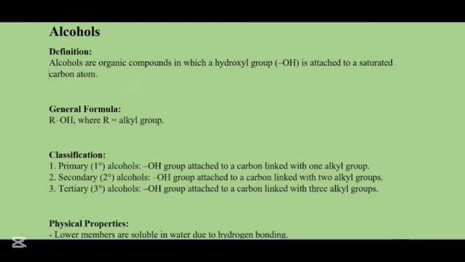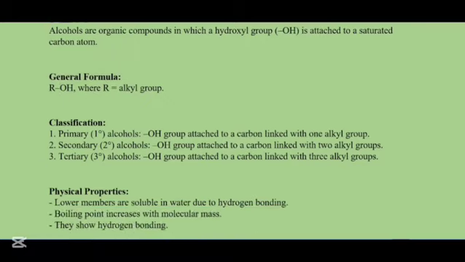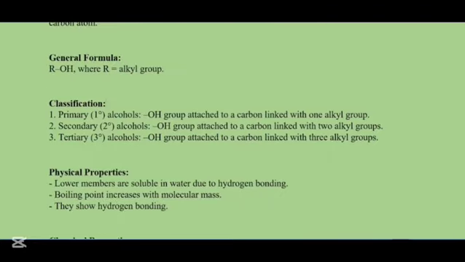So when you have saturated hydrocarbons attached with a hydroxyl group, they are called alcohols. The general formula of alcohol is R-OH, where R stands for the alkyl group and OH is the hydroxyl group. The classification: we have three types of alcohols. The first is primary alcohols, the second is secondary alcohols, and the third is tertiary alcohols.